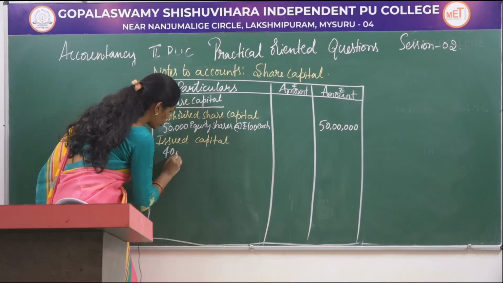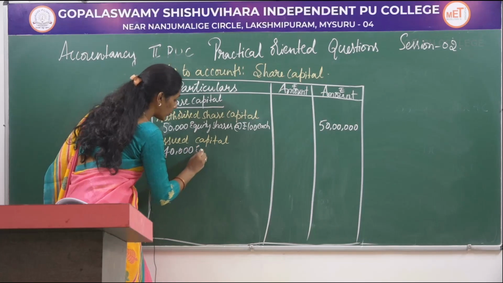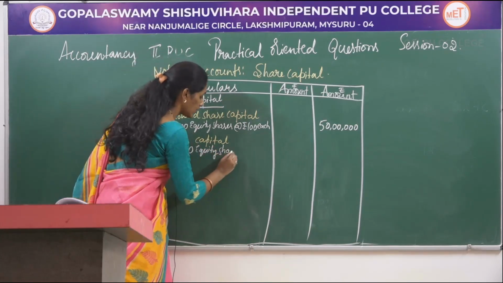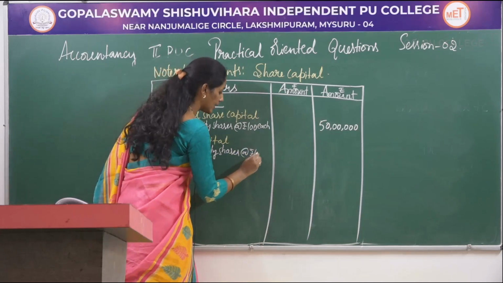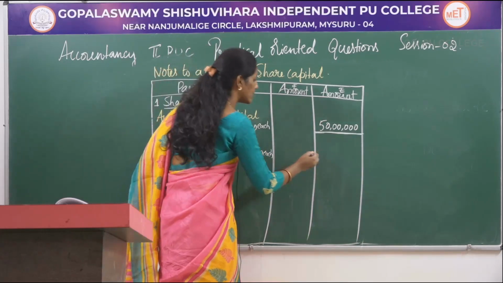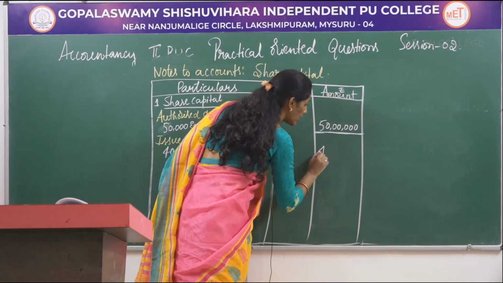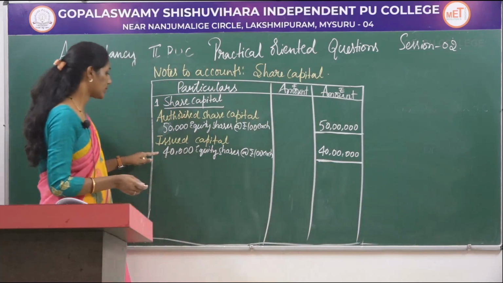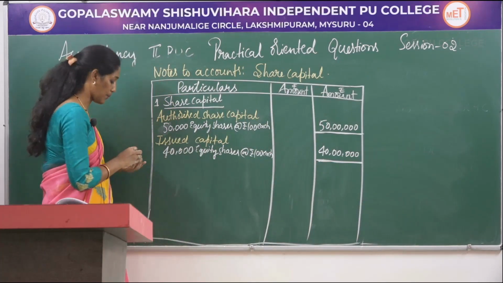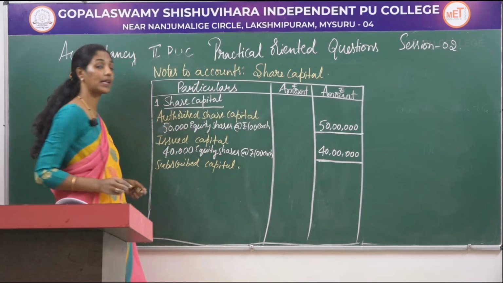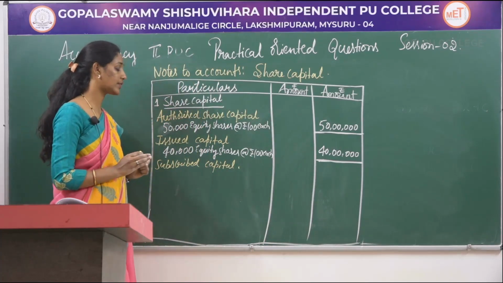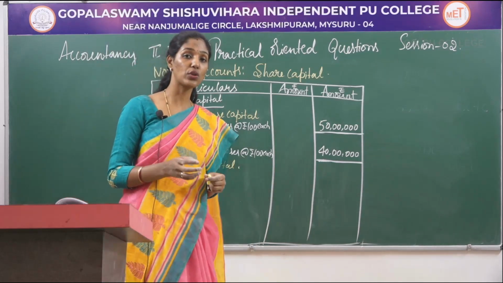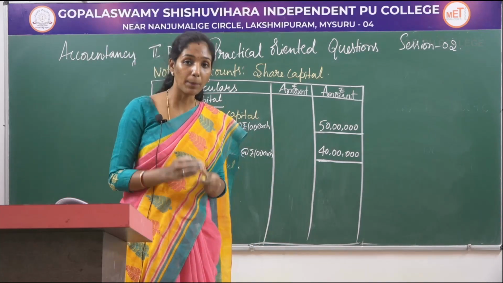Here the company issued 40,000 equity shares out of 50,000 shares at rupees 100 each, and enter the issued capital amount, that is 40 lakh. Next, what is the third stage? Subscribed capital. So what is the meaning of subscribed capital? Subscribed capital is nothing but the part of the issued capital which is actually subscribed by the public.